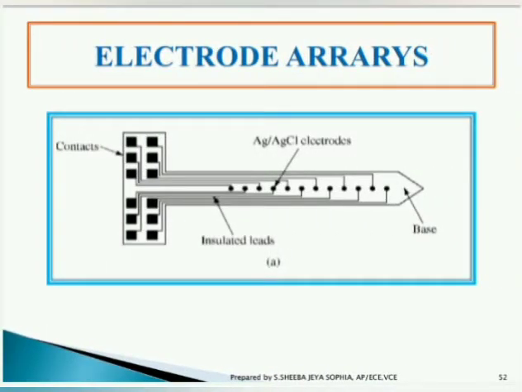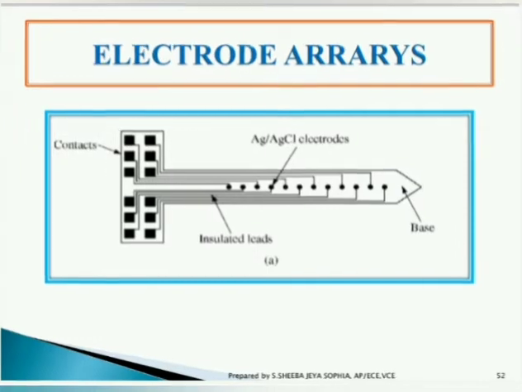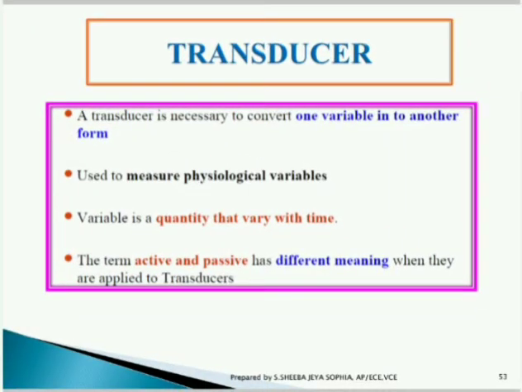You can see this electrode array, which has AgAgCl silver electrodes, is also available. Moving to the transducer, as I have said, it is used to convert one variable into another variable. That is, our human body generates one variable, but the measuring equipment records it in another variable format. So a transducer serves this purpose of conversion. It is used to measure physiological variables. A variable is nothing but a quantity that varies with time.